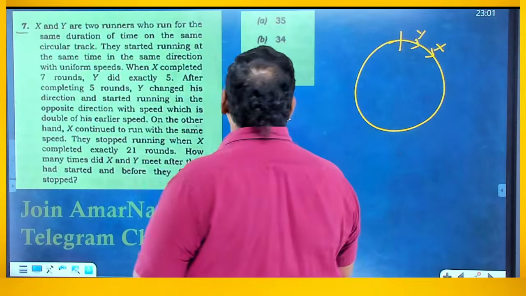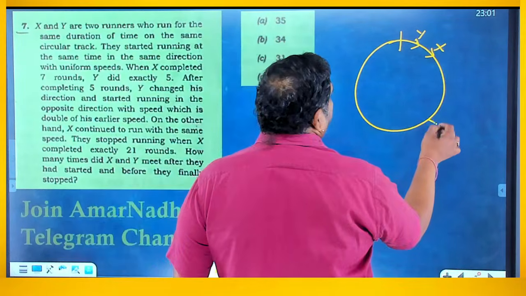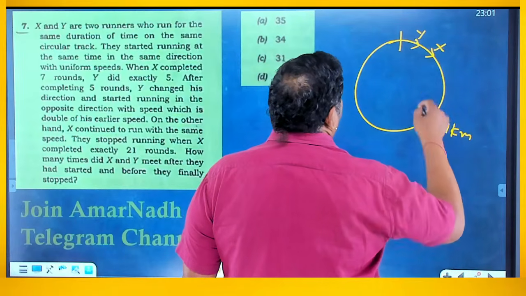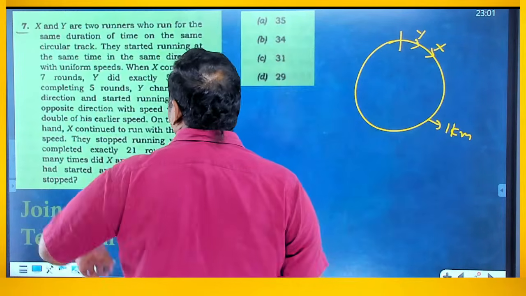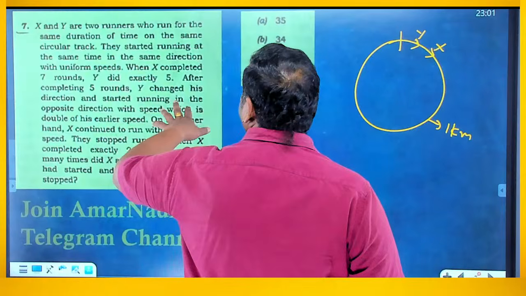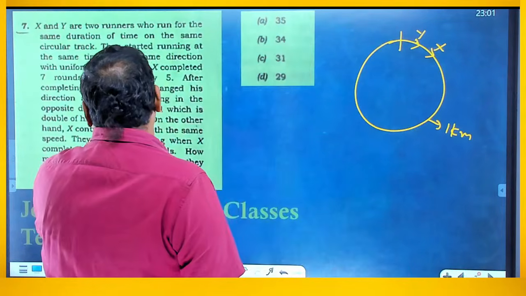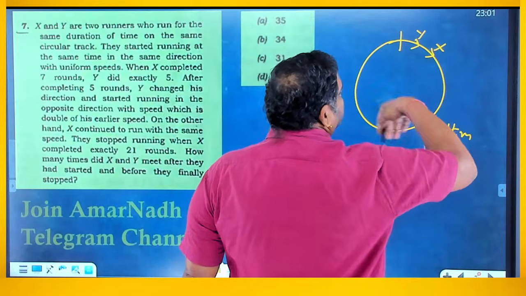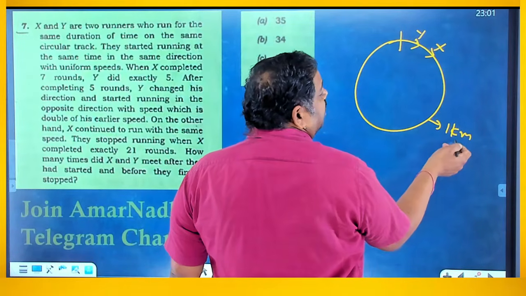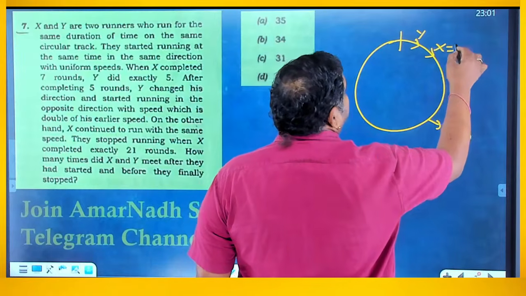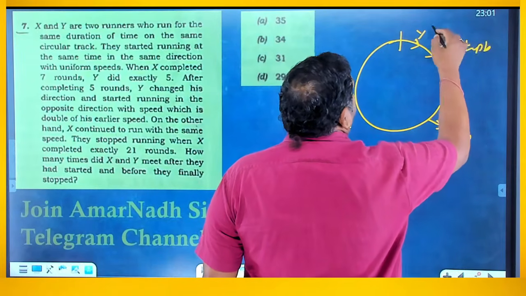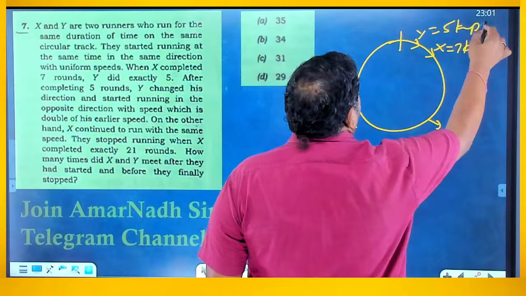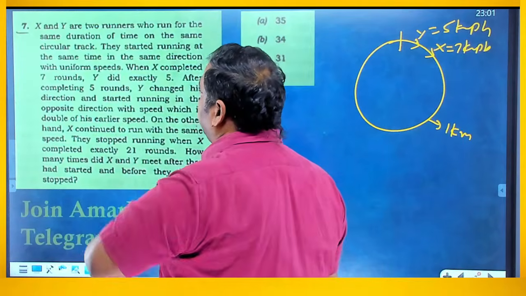Then let us imagine the length of the track is 1 kilometer. The time taken for them to complete 7 rounds is, let us imagine, 1 hour. So in 1 hour he completed 7 rounds, right? 7 rounds means 7 kilometers because each round is 1 kilometer. So that means the speed of X is 7 kilometers per hour and that of Y is 5 kilometers per hour. Those are the speeds because he completed only 5.